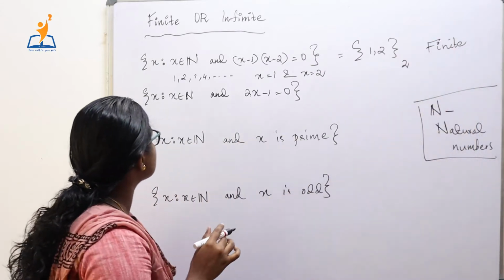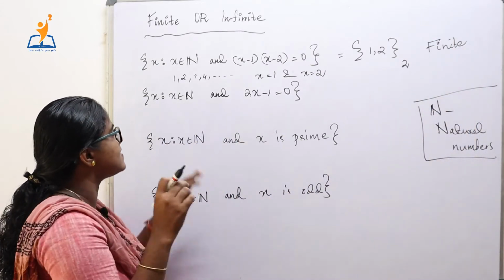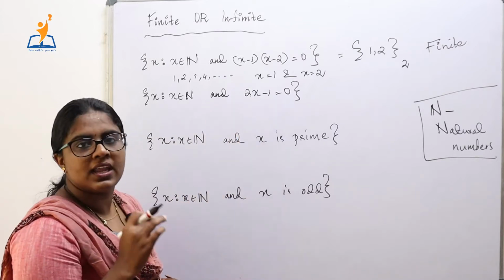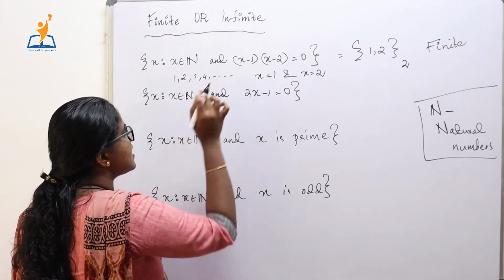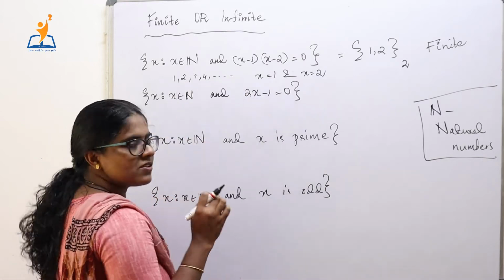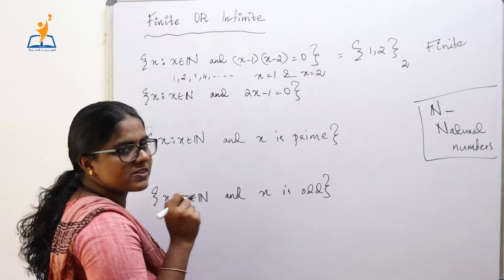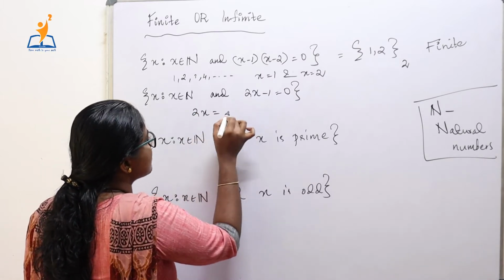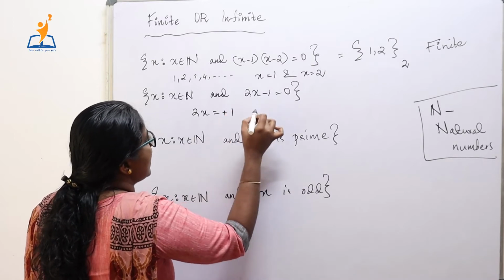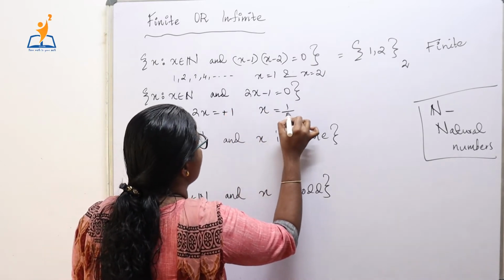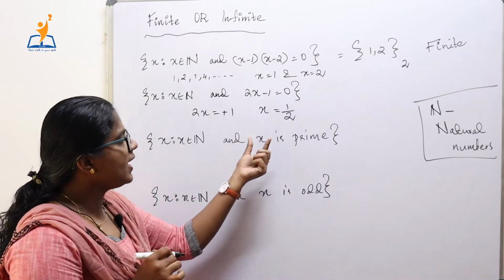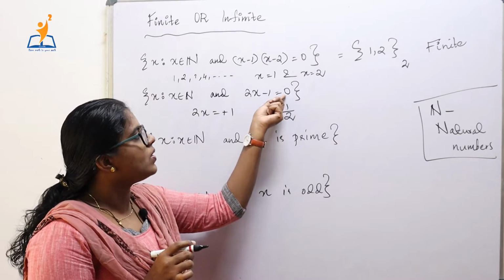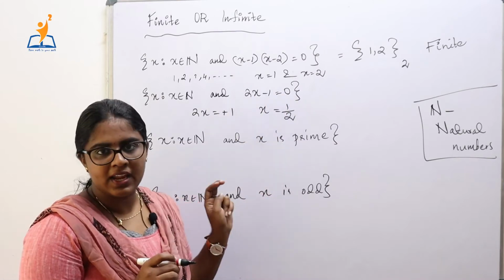Now, in the next example, we have the set of all x such that x is a natural number and 2x minus 1 equals 0. Natural numbers are these numbers and it should also satisfy one more condition, that is 2x minus 1 equals 0. We can solve that equation, that is 2x is equal to 1 and x is equal to 1 by 2. So 1 by 2 is the only solution of this equation.